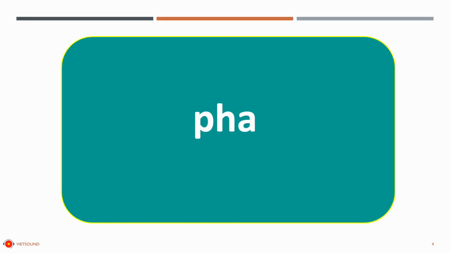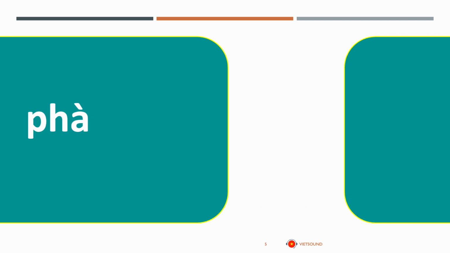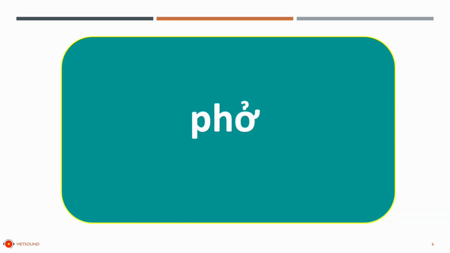Now let's try to say some words with the F sound. I'm gonna say the word first, then you have to repeat after me. The first word is fa. Fa. Fa.